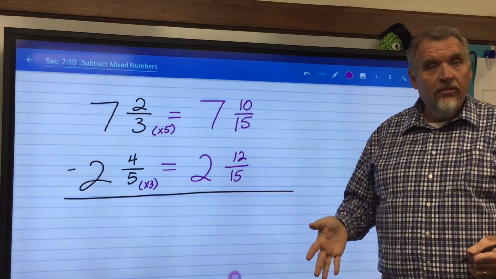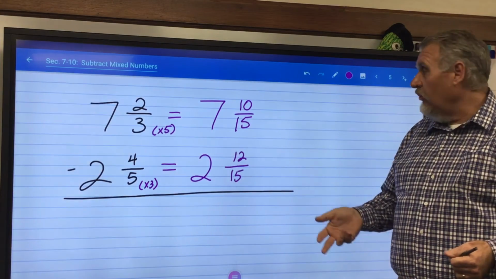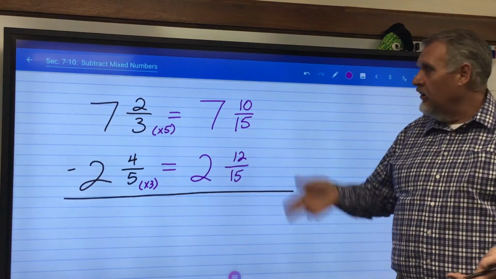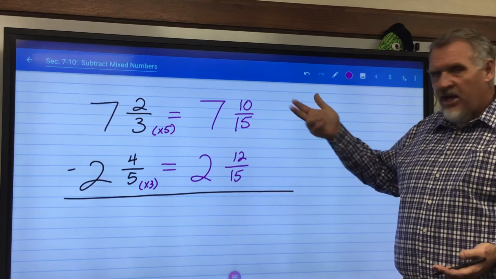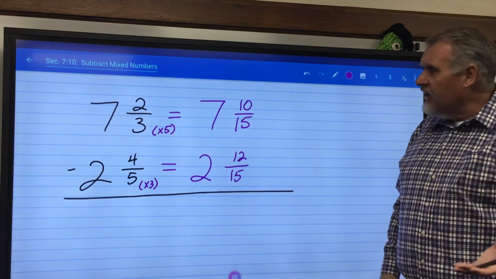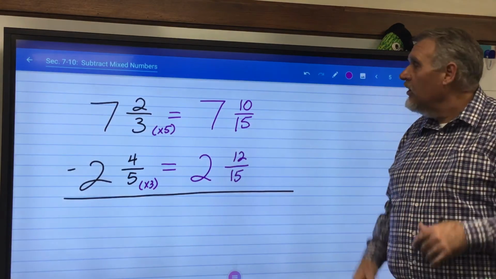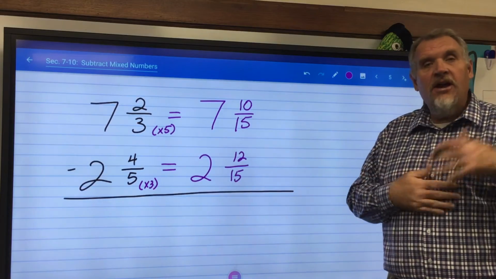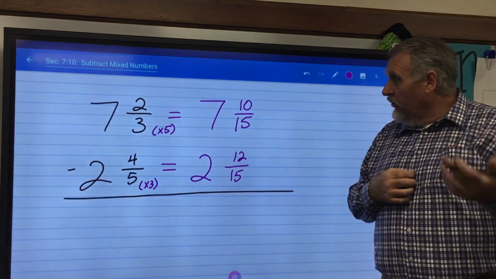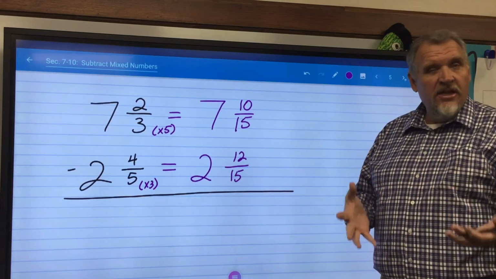I've completed step 1. Step 2, subtract my fractions. Okay, well, here's where it gets tricky. 10 minus 12. Subtract my numerators. 10 minus 12. Well, clearly I can't subtract 10 minus 12 or take away 12 from 10. So this is where we think back to how we regroup and borrow when we're working with whole numbers or decimals. Okay, it's the same process.